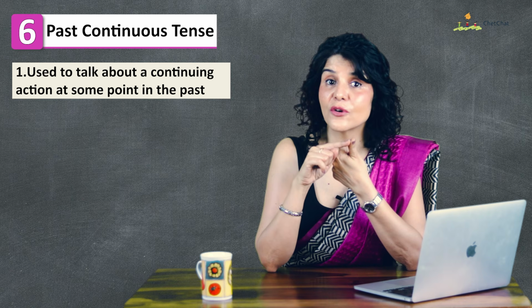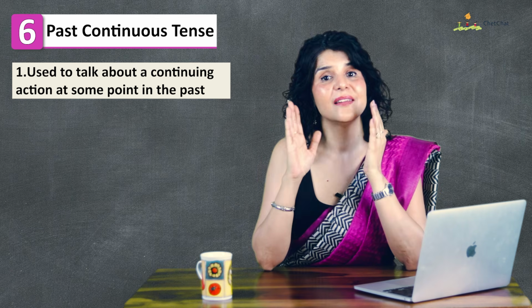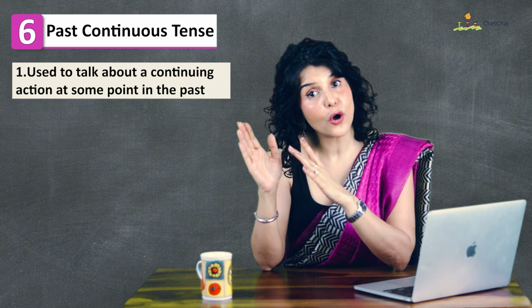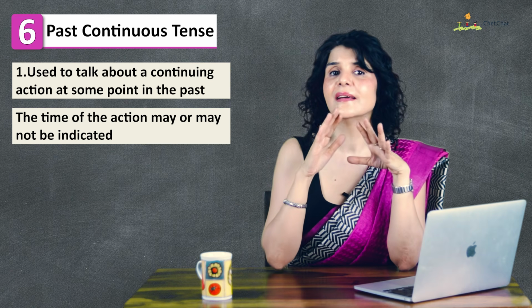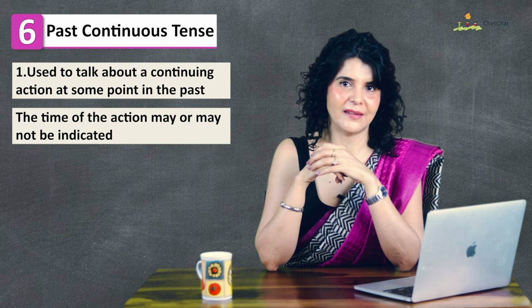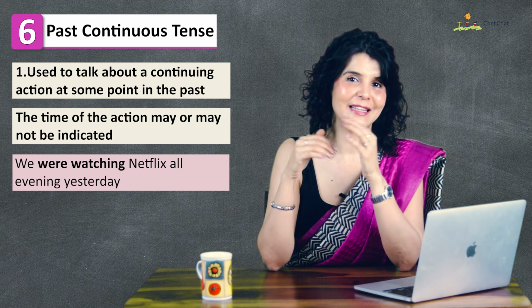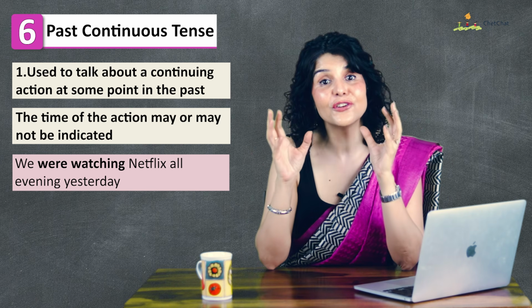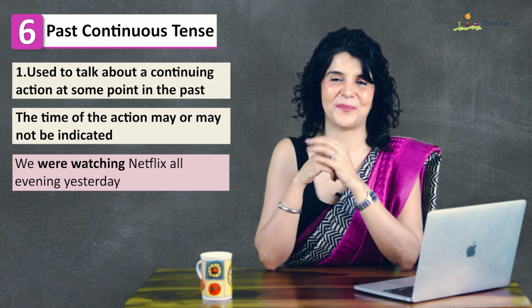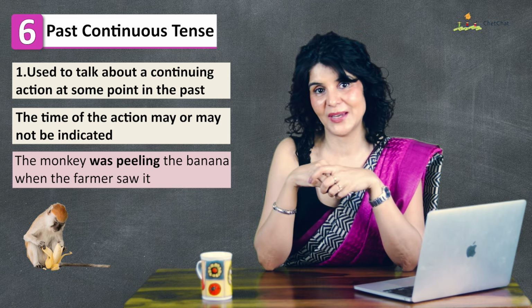The first use of past continuous tense is that it is used to talk about a continuing action at some point in the past. It is used to say that something was happening at a specific moment in the past. The time of action may or may not be indicated. Example, we were watching Netflix all evening yesterday, meaning that in the past, which is yesterday evening, the action of watching Netflix was going on. The monkey was peeling the banana when the farmer saw it.